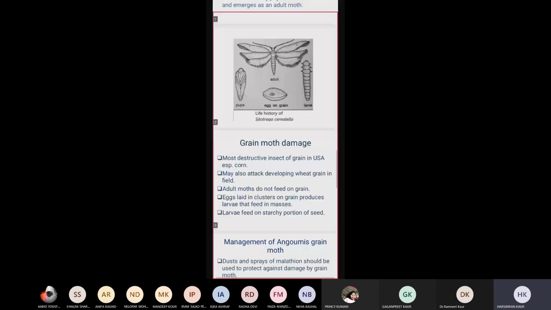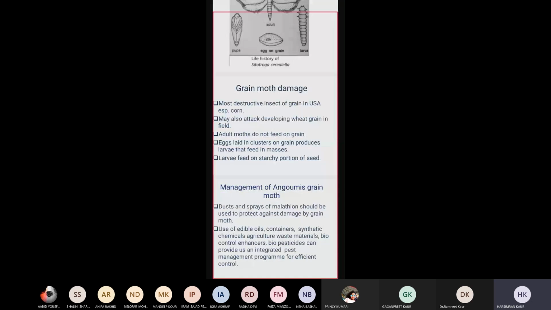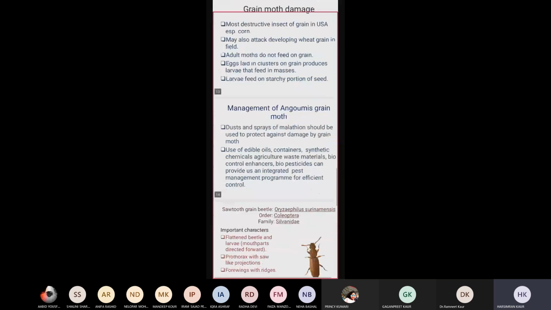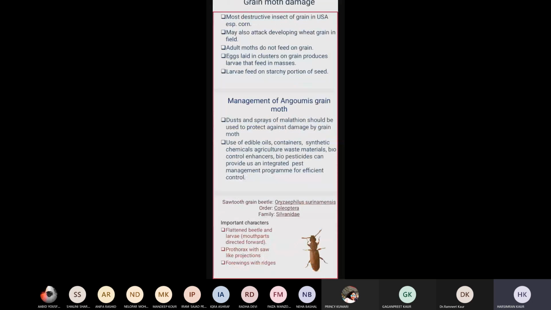Then what are the preventive measures that we can take to control the Angoumois grain moth? What management practices should we opt to control grain moth? Firstly, dust and spray of malathion should be used to protect against damage by grain moth. The next preventive measure is the use of edible oils, containers, synthetic chemicals, agriculture waste materials, biocontrol enhancers, and biopesticides, which can provide us an integrated pest management program for efficient control. These are some of the measures we can take to control Angoumois grain moth, that is Cytotroga cerealella.